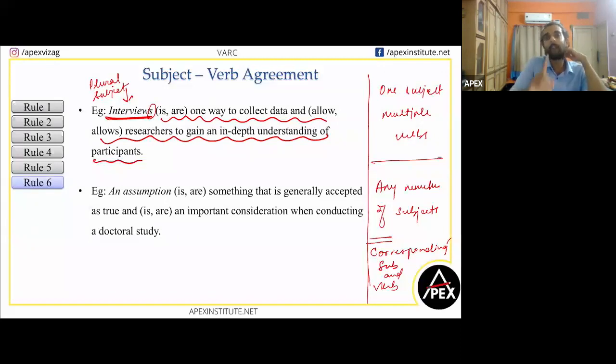So if I have one plural subject, all the verbs that correspond to this subject should become plural. What are the verbs that correspond? Are is here, and then allow is here. So in our answer we'll be taking: interviews are one way to collect data and allow researchers to gain an in-depth understanding of participants. Very good, nice. So what about here? Here, an assumption is a singular subject, so we'll be using is and is. Correct? Very nice.